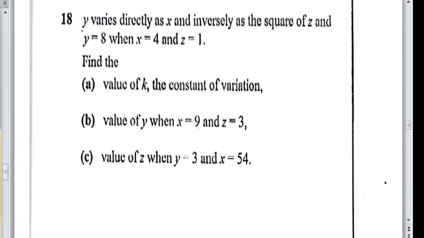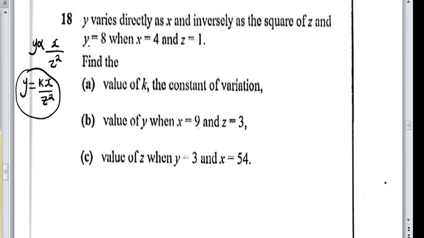y varies directly as x, and inversely as the square of z, so z squared. Whenever you are writing direct variation, you have to put the constant. So you say y is equal to kx over z squared. That's the equation that we have formed from the statement we've been given.